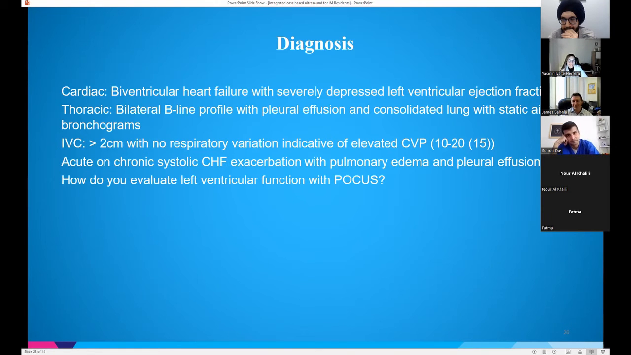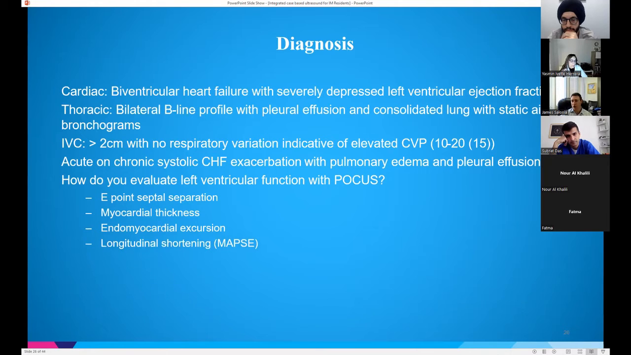We talked about this. How do we evaluate left ventricular function with POCUS? With point of care ultrasound, a lot of this is eyeballing: E-point septal separation, myocardial thickness, myocardial excursion, longitudinal shortening or MAPC. Other ways you can look at fractional shortening in LV and RV, or fractional area change. You can use the Simpson method, which is obviously the best mode but beyond the scope of this. But when you're looking at POCUS, use these 4 things, and you will be able to determine if somebody is hyperdynamic, normal, depressed, or severely depressed.